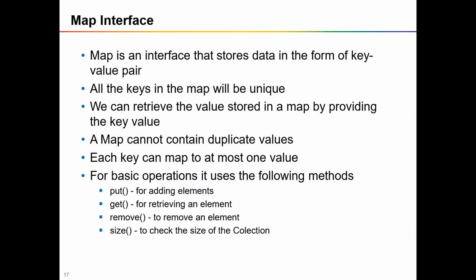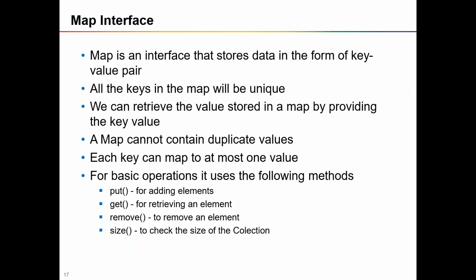If you want to retrieve the value and you know the key, you can directly access the value with the help of the key. We have methods to access it. In a Map you cannot have duplicate keys; if you try to add a duplicate, it will simply override the existing key and value. For each and every key, at most you can have one value. For a single key, you cannot have two values in a Map, because the key is unique.